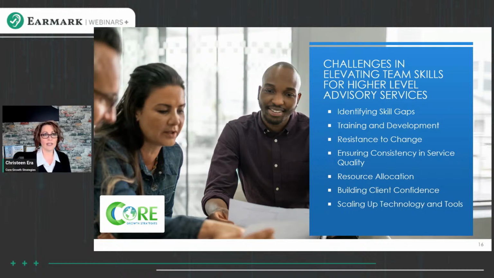At the top of this list is identifying the skill gap. Not only is it difficult, but it's time consuming to pinpoint specific skills that the team lacks to step into those advanced advisory roles. We always want the right people in the right seat. One of the things you can do is conduct a skill assessment. This can be insightful, but then it's also developing a personal training plan, which takes time and is time consuming.